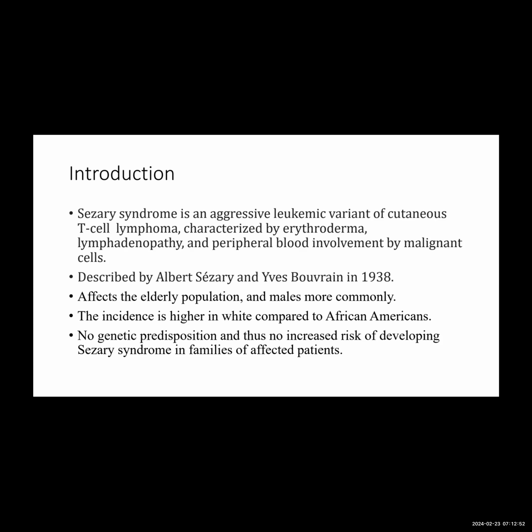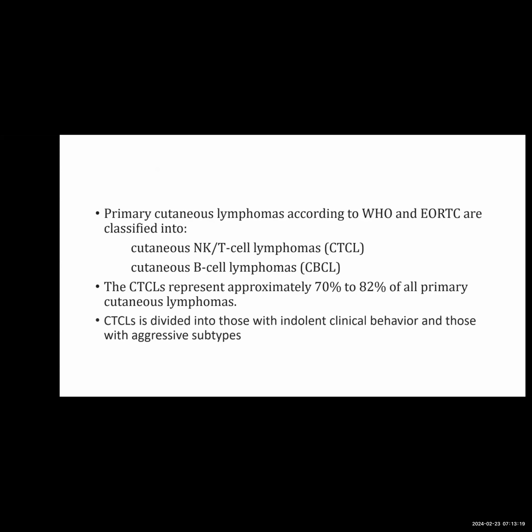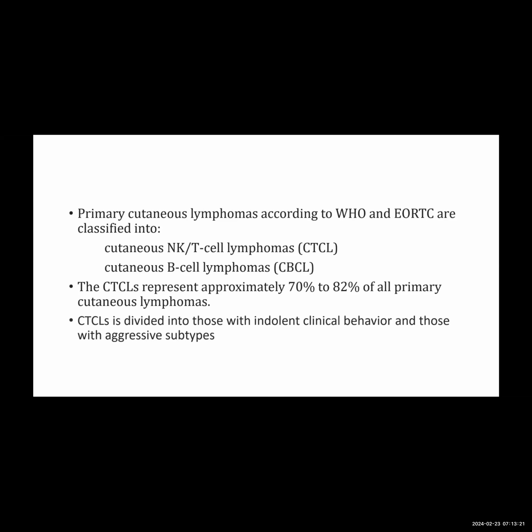This disease was described by Albert Sezary and Yves Bouron in 1938. It's known to affect the elderly population more, with males being more affected than females in the ratio of 2:1, and the mean age is about 60 to 65 years. The incidence is said to be higher in whites compared to African Americans, and there is no genetic predisposition to this disease.